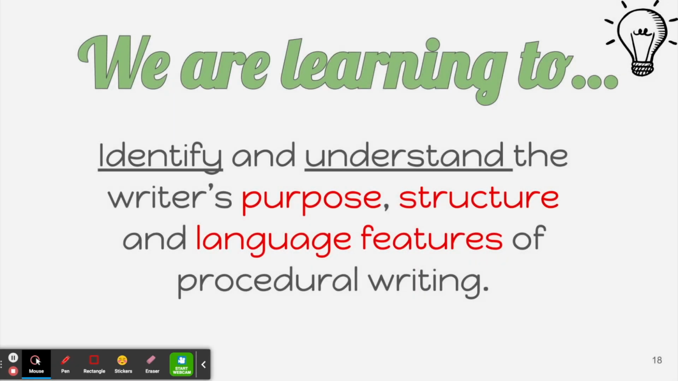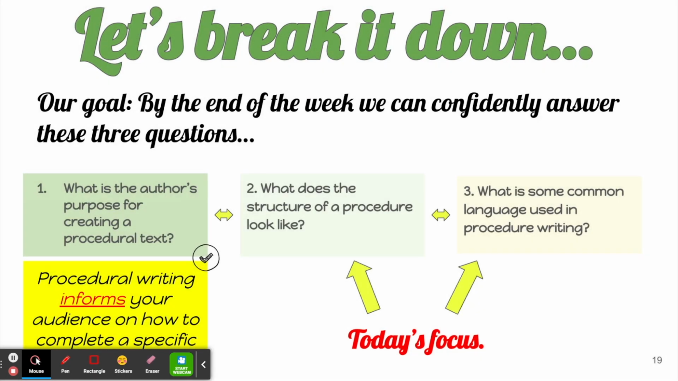Alright, so this week we are learning to identify and understand the writer's purpose, structure and language features of procedural writing. If you haven't already, make sure this is copied in your writing book. Just to break that down, we have 3 questions that we really need to answer confidently by the end of the week. We already know the first question: what is the author's purpose for creating procedural text? We know it's to inform our audience on how to complete a specific task.